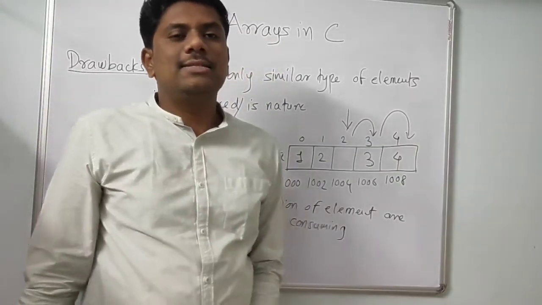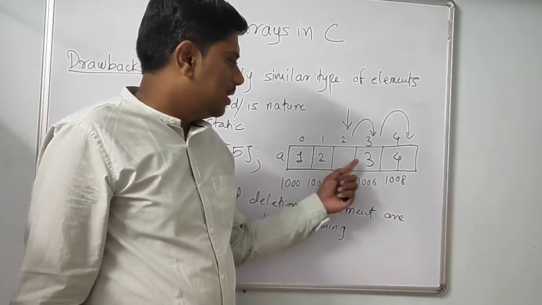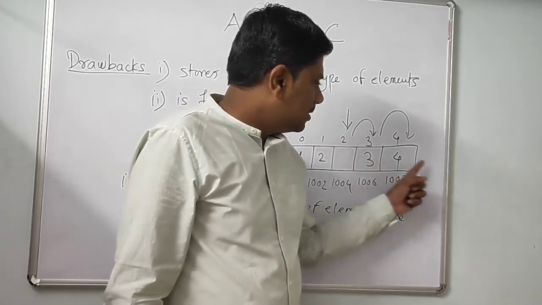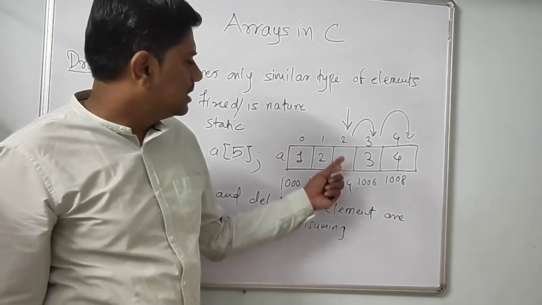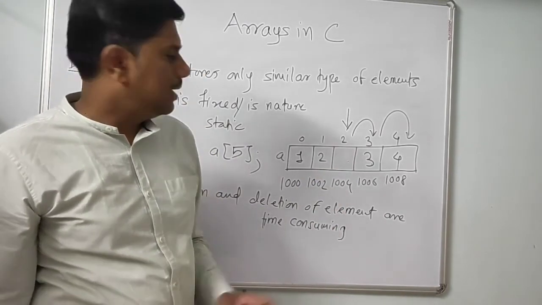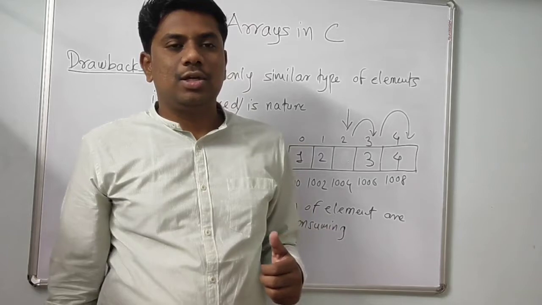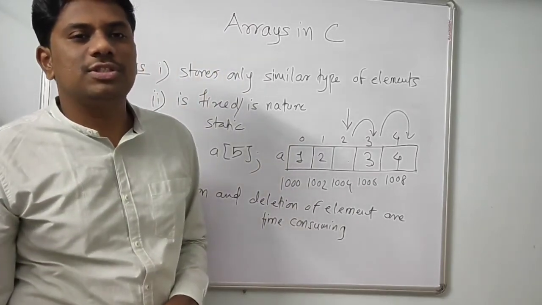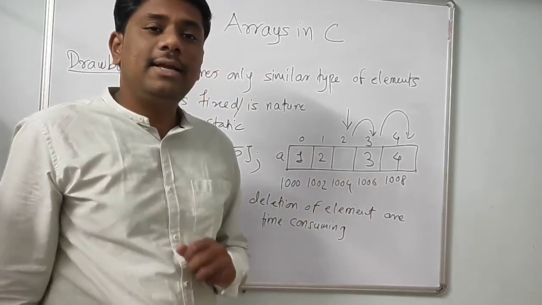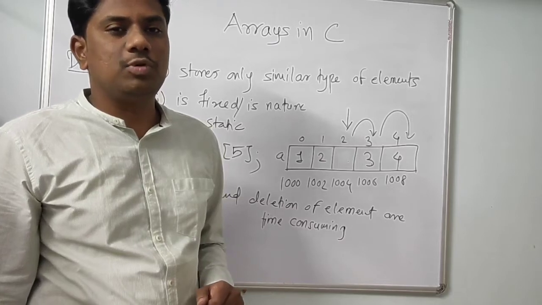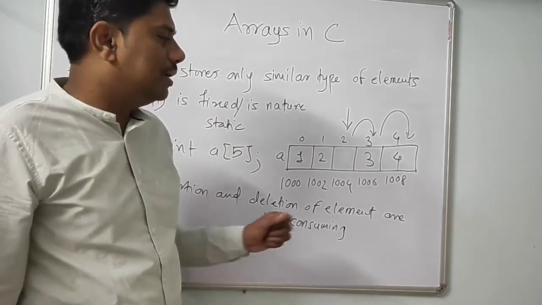Consider the array size is 1000, and if you want to insert an element here, then a total of 977 shifting operations you need to perform to insert a single element. Getting? This element will be shifted here, this element will be shifted here, this element will be shifted here, like that. So a total of 977 shifting operations you need to perform. So that is a time consuming operation. Similar thing is there for deletions.